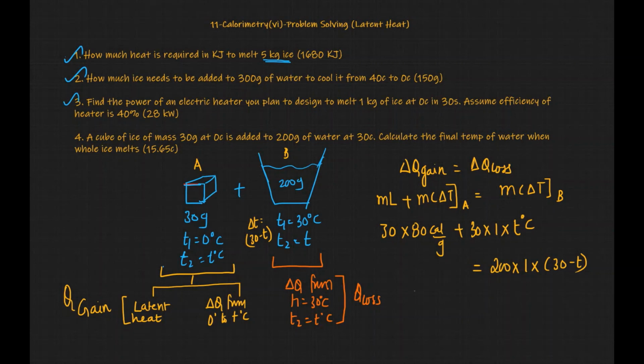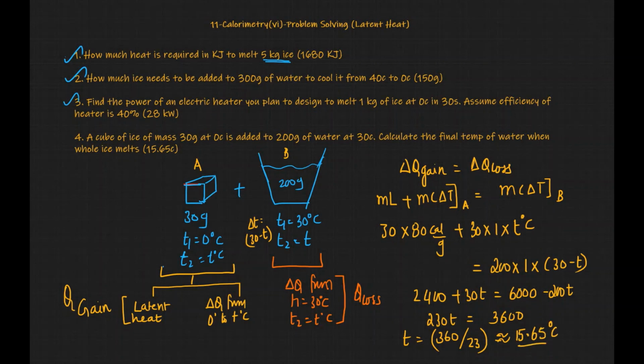So equating this, 2400 plus 30T equal to 6000 minus 200T, or in other words 230T would be 3600, or T would be 360 divided by 23, and that will be equal to approximately 15.65 degrees Celsius.